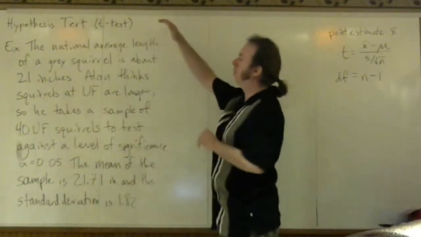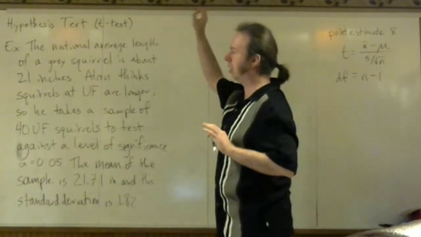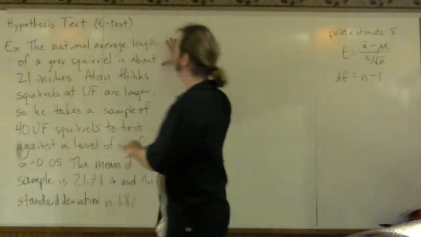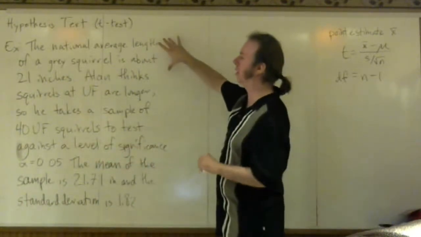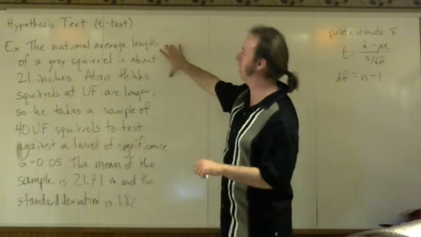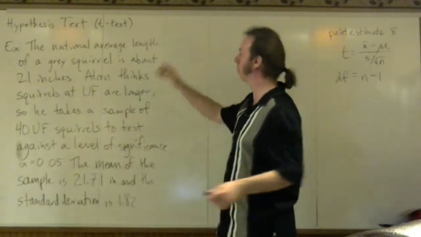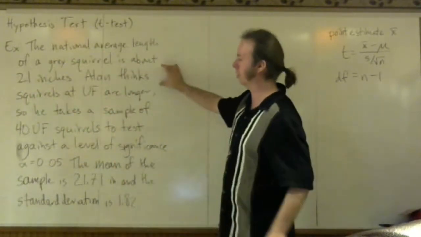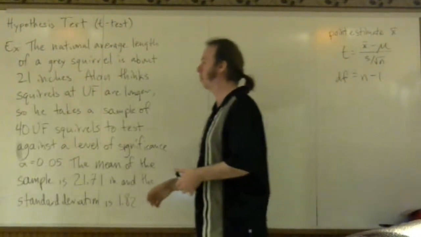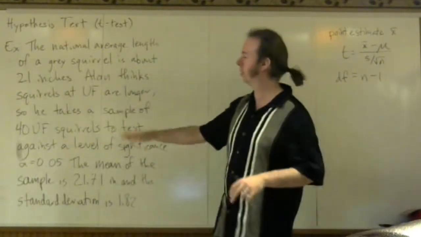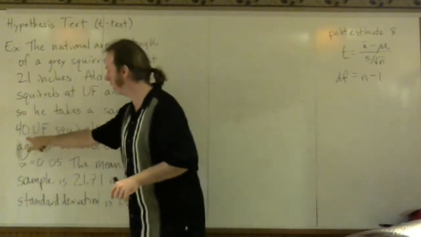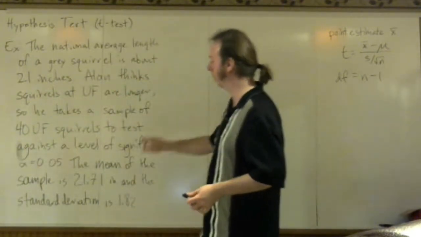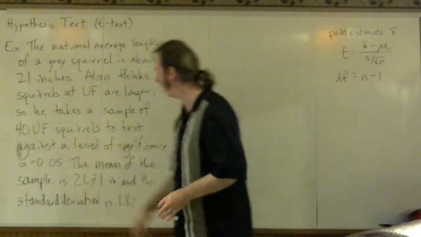All right. This is going to be a basic hypothesis test. The setup for this situation is that we have information about the average length of a gray squirrel being 21 inches. We have somebody who thinks that squirrels at the University of Findlay campus are longer, so he takes a sample of 40 campus squirrels and tests that against a level of significance of 0.05.